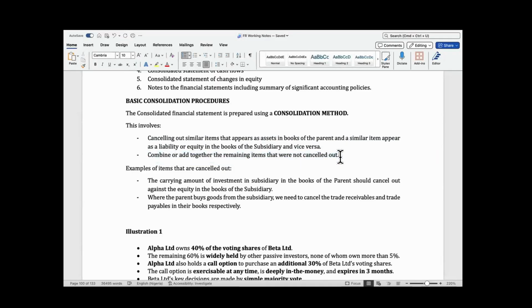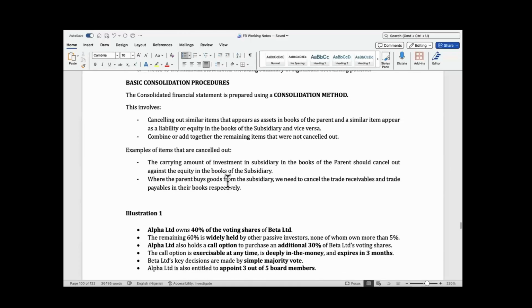Believe me, that is it. And when we say canceling out similar items that appear as assets in the books of one entity, and the same item appears as liability or equity in the books of another, what are those items? I would categorize them into two. Number one is in the books of the parent, it would have investment in subsidiary. I told you when he's preparing his own separate account, he needs to recognize that investment in subsidiary there at cost or in accordance with IFRS 9 at fair value.